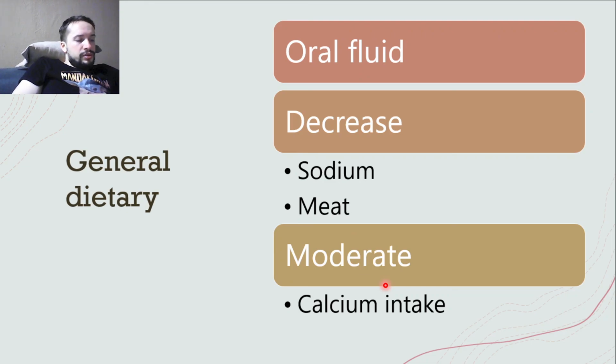All stone formers should be given general dietary advice to increase oral fluid intake, decrease sodium and meat intake, and have a moderate calcium intake. If a metabolic defect is isolated, treatment should be targeted at correction of this.